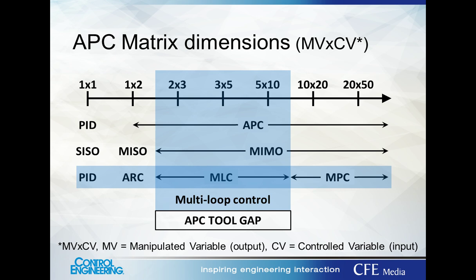So here's how this terminology falls in terms of APC matrix dimensions. Matrix size is the number of manipulated variables by the number of controlled variables. A 1-by-1 matrix would be a single loop controller, such as a PID loop. Anything greater than that, involving more inputs or more outputs, would be some form of APC.